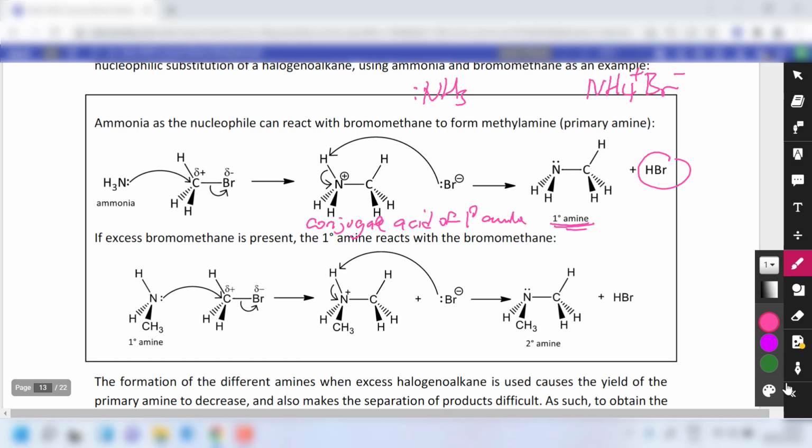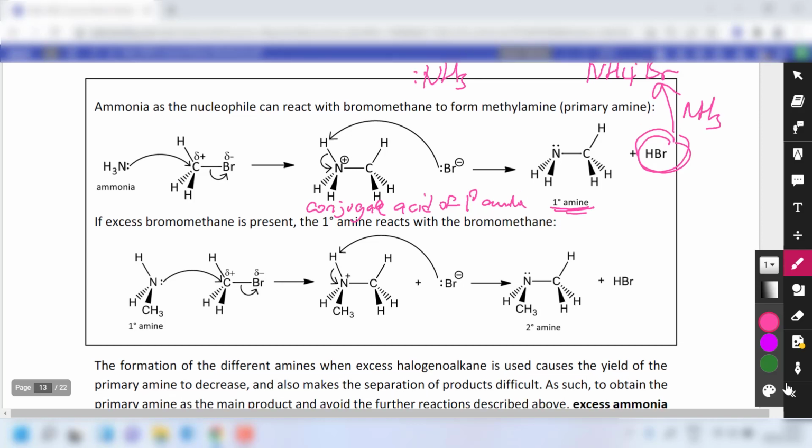Then in that case you might be asking, so is the mechanism drawn here correct? It is still correct, because the ammonia can either react with the conjugate acid or it can react directly with the HBr form to give you ammonium bromide. So either way you draw the mechanism, that's fine.